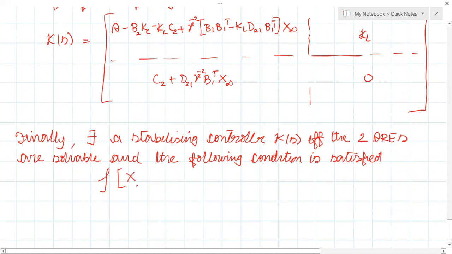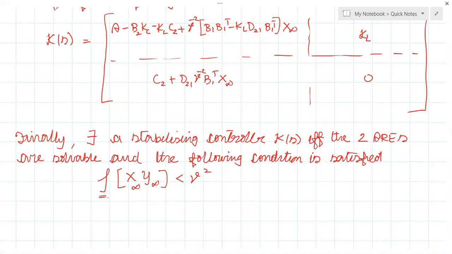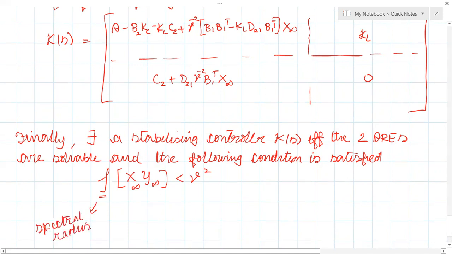What is rho? The spectral radius. What do you mean by spectral radius? Maximum eigenvalue. Okay, this means spectral radius, that is, the maximum eigenvalue of X infinity, Y infinity.